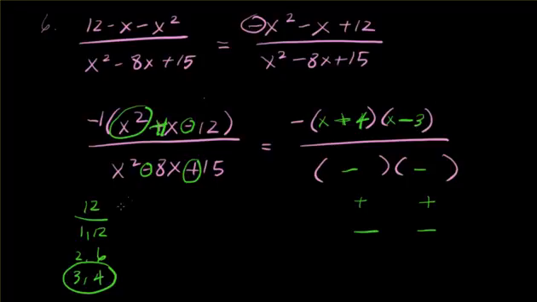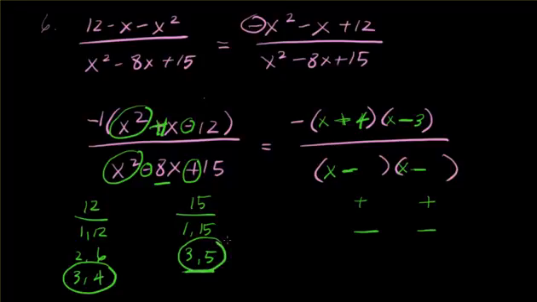For the denominator, I'm going to take that x squared, and I'll put an x here and an x here, and then I have 15: 1 and 15, and 3 and 5. And when we add the two terms, because we have a negative here and a negative here, we get an 8. So which factors am I going to use? 3 and 5. And it doesn't matter where you put them, because they have the same sign. Negative 3 and negative 5.